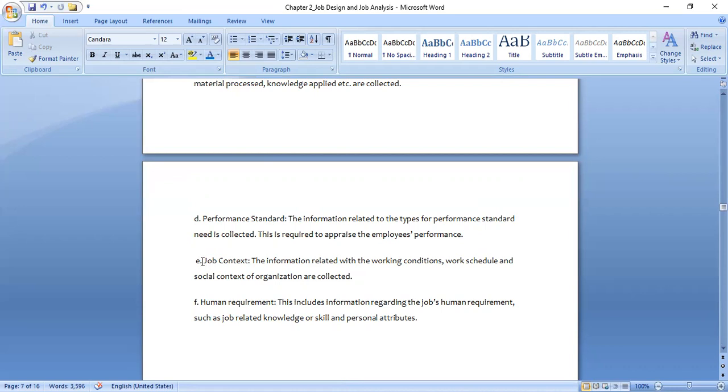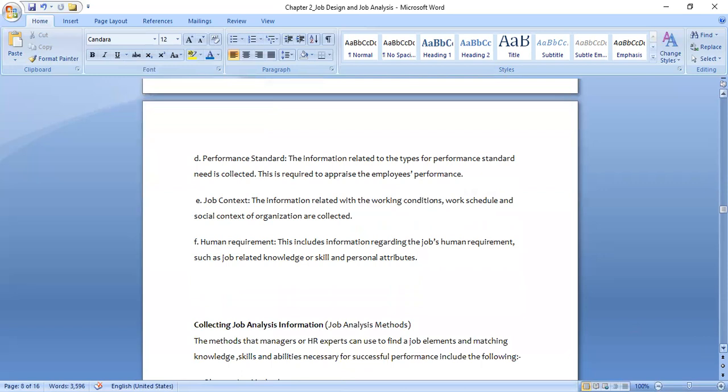reports. And then also with the job analysis, these human resource practitioners look out for information about the job context. Job context in terms of the working conditions, in terms of the work schedule, at what time will you be doing that work. And then they also collect information on human requirements, basically the knowledge and skills needed and the personal attributes.